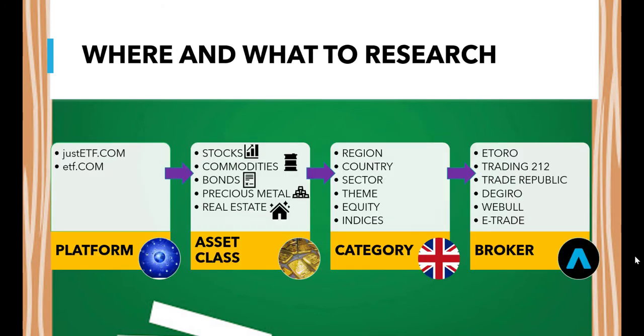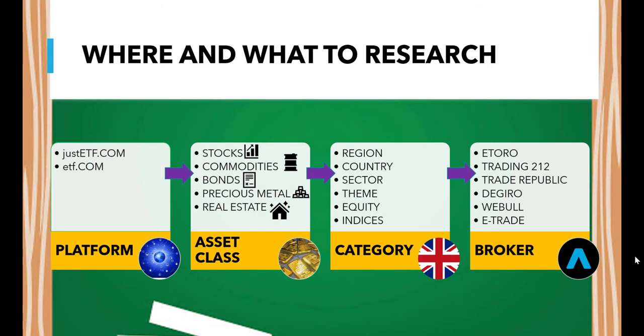So now that we know that these ETFs basically exist to track something, how do we look for this ETF and where do we look? First of all, I always like to use justetf.com or etf.com as a good platform to research ETFs. This might vary if you are a resident in the US or in Europe, because, for example, Europeans are not allowed to trade US ETFs.